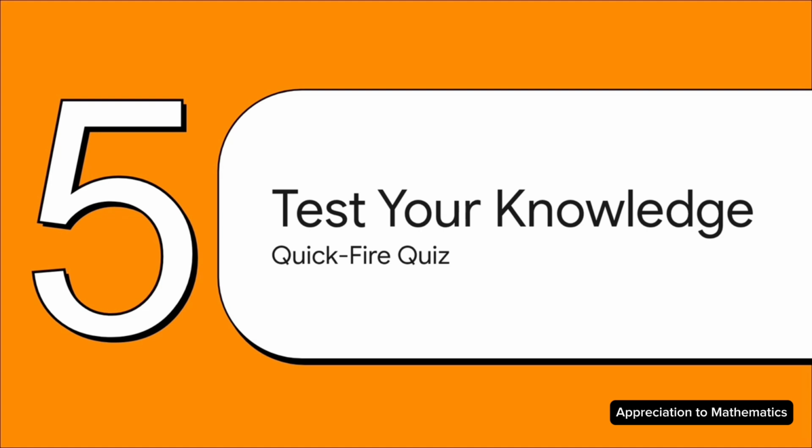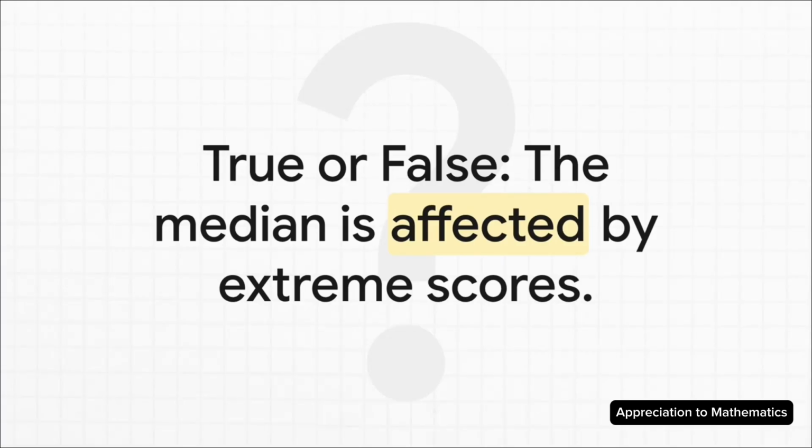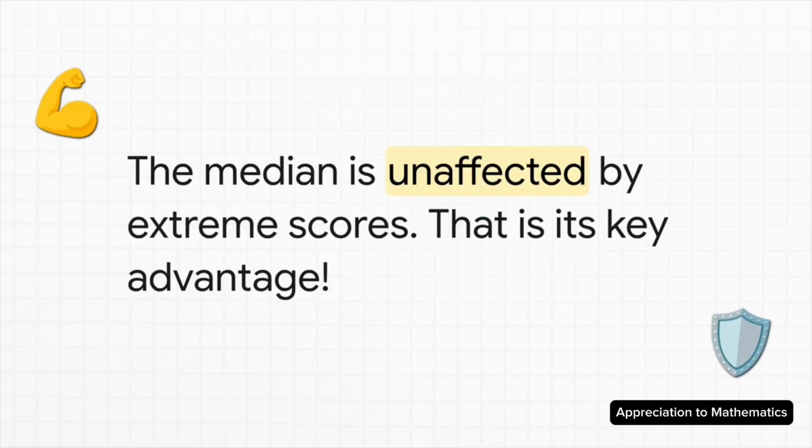Okay, I think you've got the hang of this. So let's do a little quick-fire quiz to make sure it all stuck. You ready? First up, true or false? The median is affected by those really big or really small numbers. Think back to that CEO's salary. You got it. It's false. That's the whole point, right? That's its superpower. It's totally immune to those extreme scores.